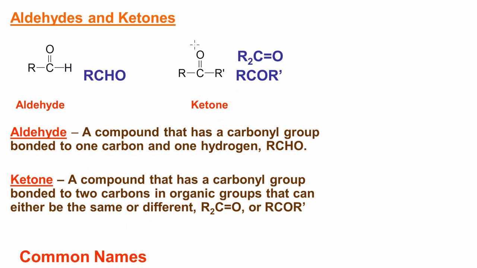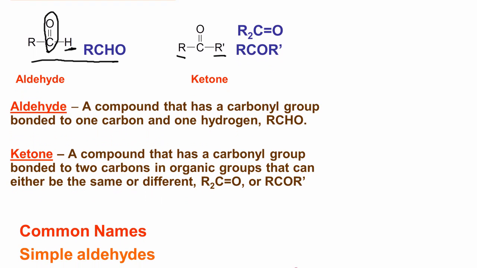So this is the representation for an aldehyde, and we have the carbonyl group, and an aldehyde always has one hydrogen bonded to the carbonyl carbon. A ketone has two of these alkyl groups bonded to the carbonyl carbon, so there is no hydrogen on the carbonyl carbon. That's how we differentiate the aldehyde and ketone.